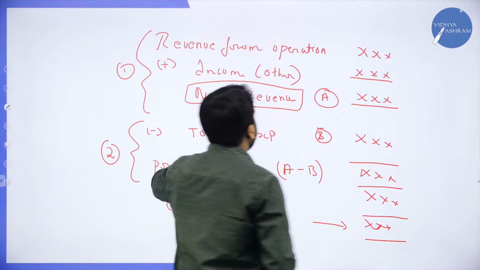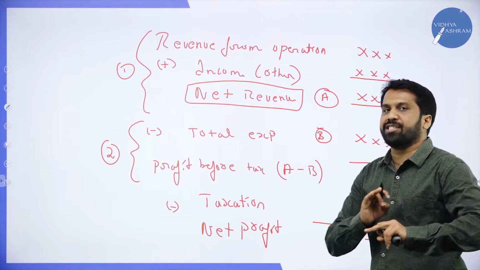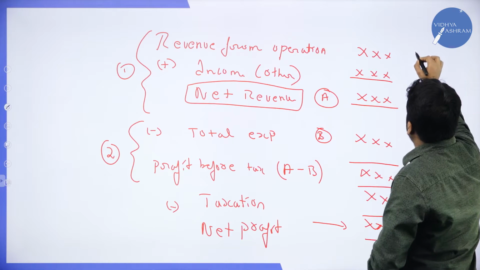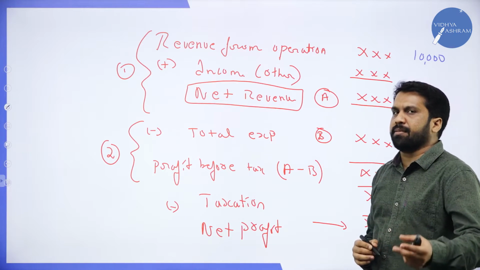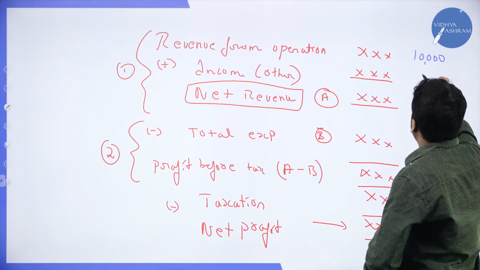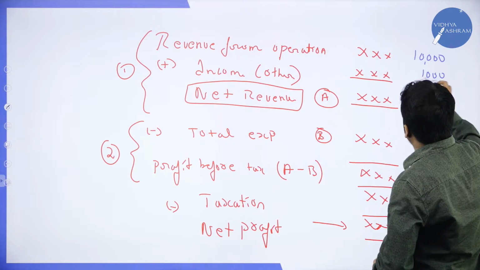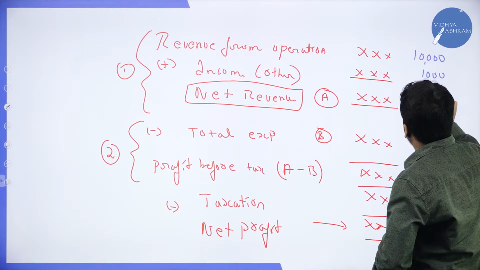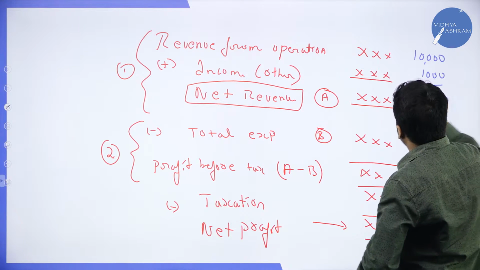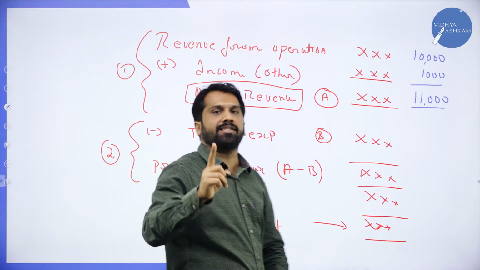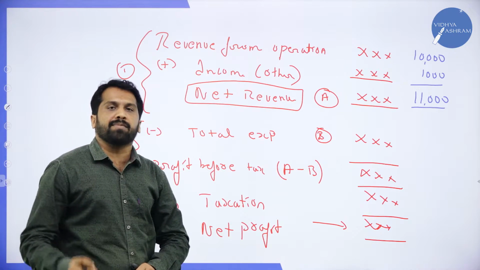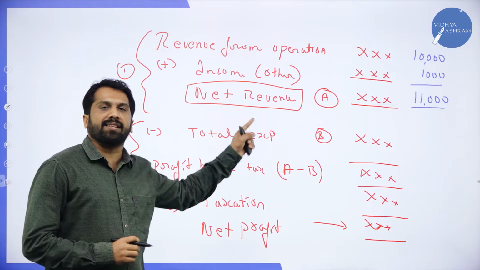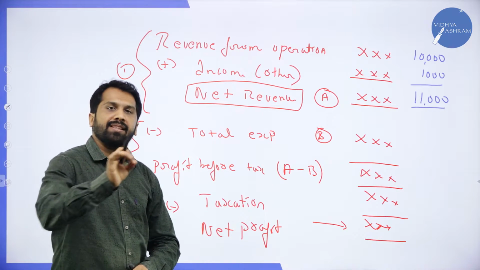Now, revenue from operation, just assume your revenue is 10,000. Other income, miscellaneous income, maybe 1,000. What is the total? The total is 11,000. This is your stage 1. Simple. Sales plus other income, we call it total revenue or total income.